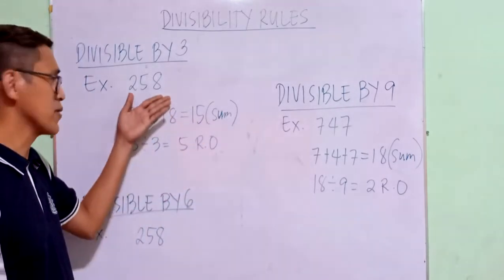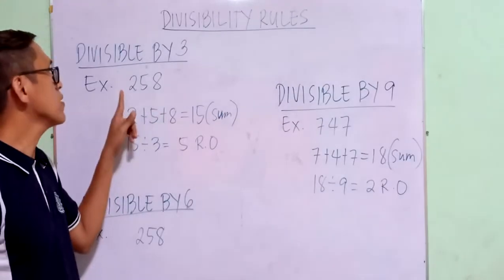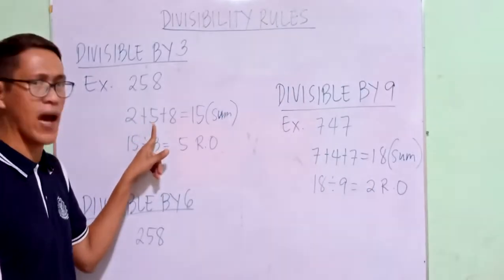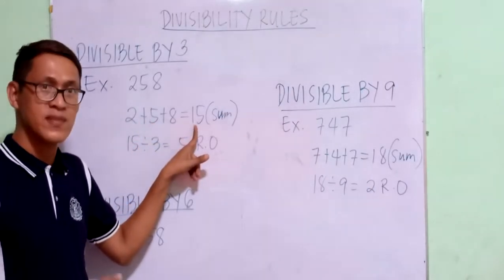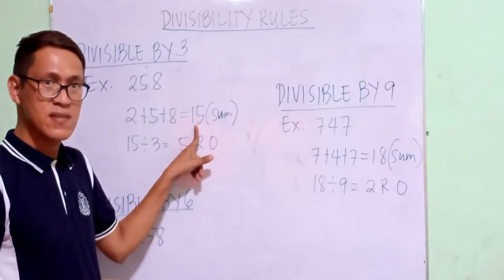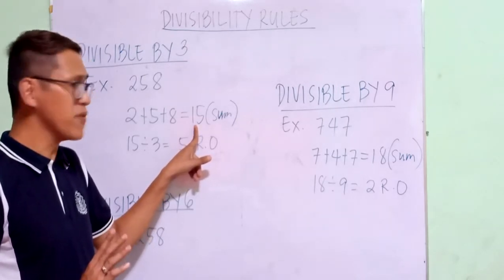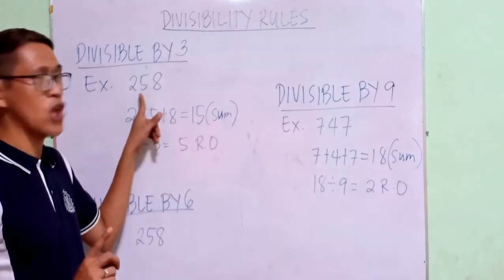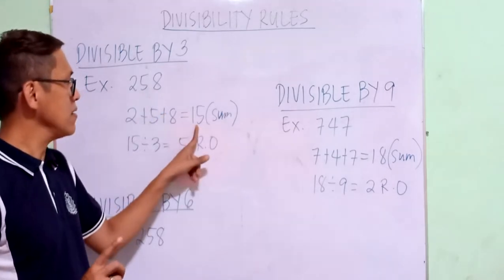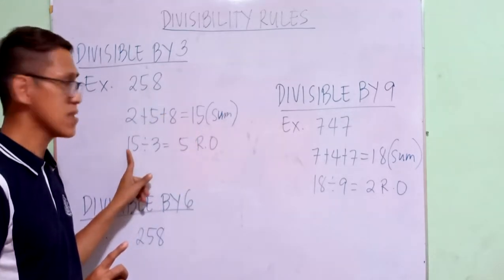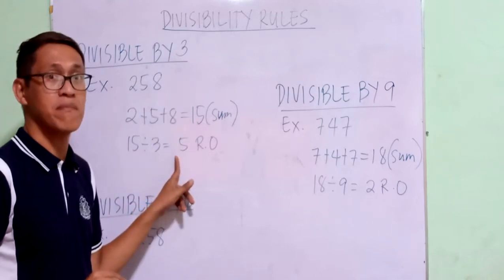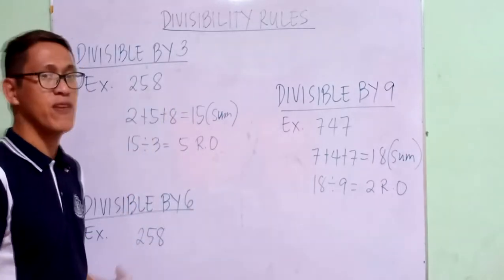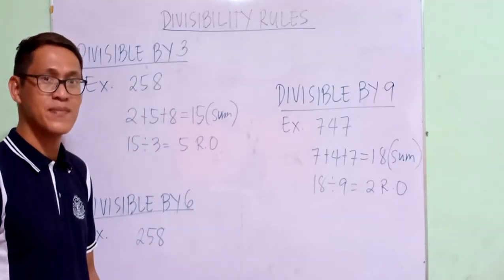Look at the given example, 258. The digits here are 2, 5, and 8. So just add the digits: 2 plus 5 plus 8, which is 15. So that is the sum of the digits, 15. Then, divide this 15 by 3. If there is no remainder, that number is divisible by 3. Again, 15 divided by 3 will give us 5. There is no remainder. The remainder is 0, right? So you can tell that 258 is divisible by 3.